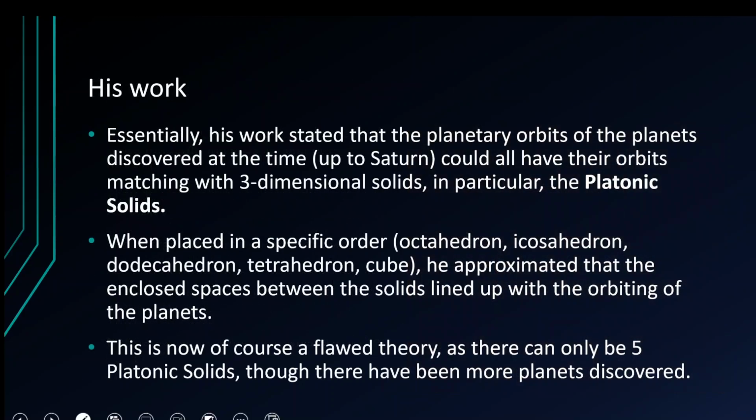Now, his work overall in Mysterium Cosmographicum is that you could scale the planets based on the Platonic solids, which are the solids that are made up of one polygon, and they equally meet at vertices. So, for instance, a cube is made up of all squares, and all of the squares meet three at a corner.